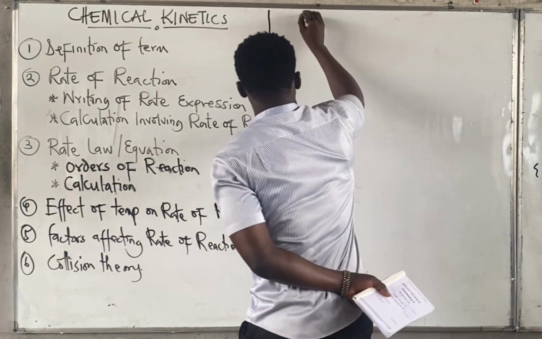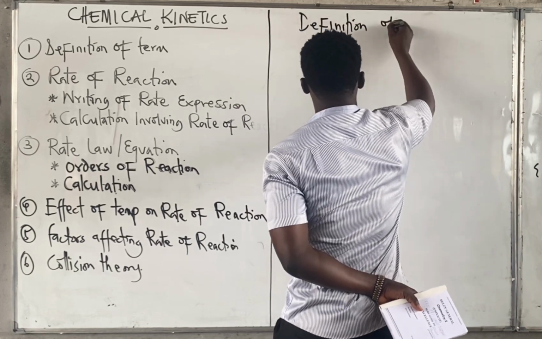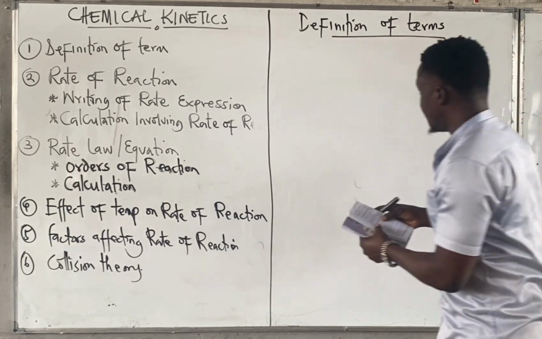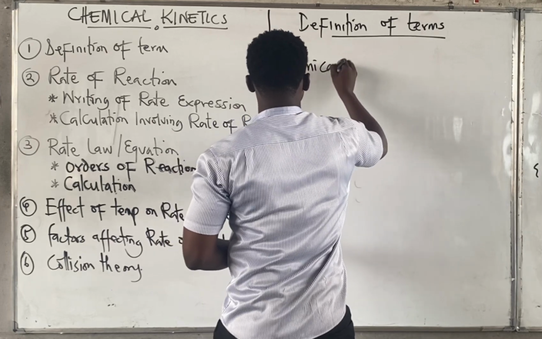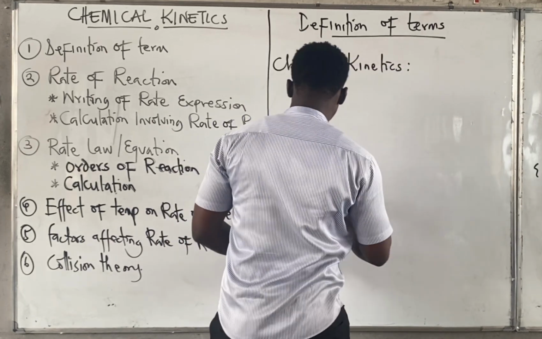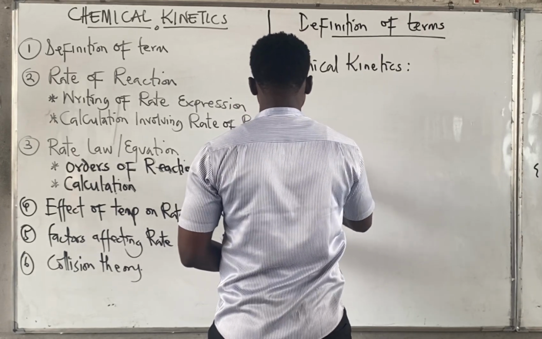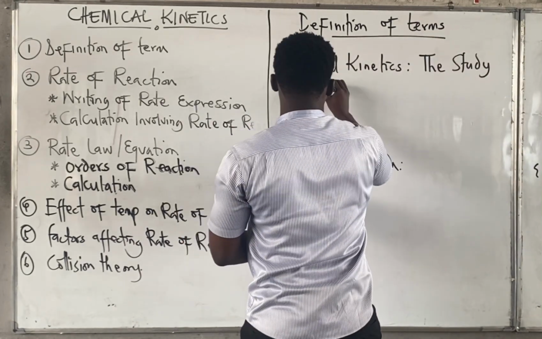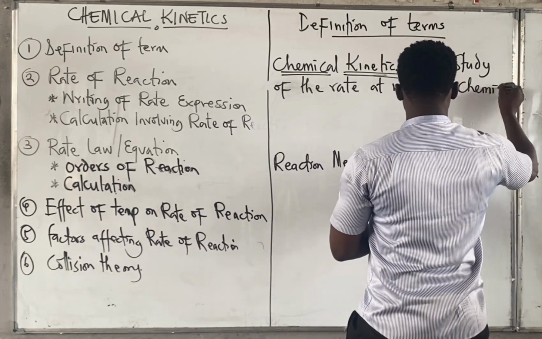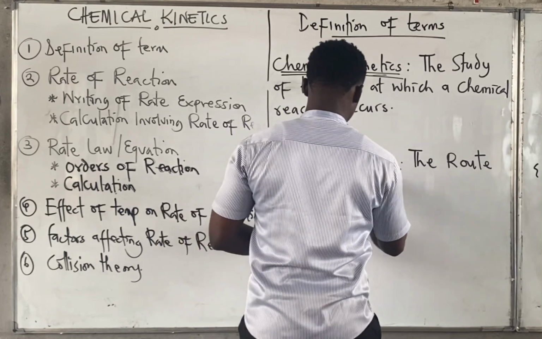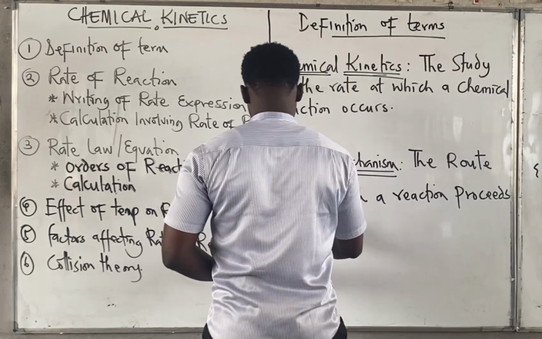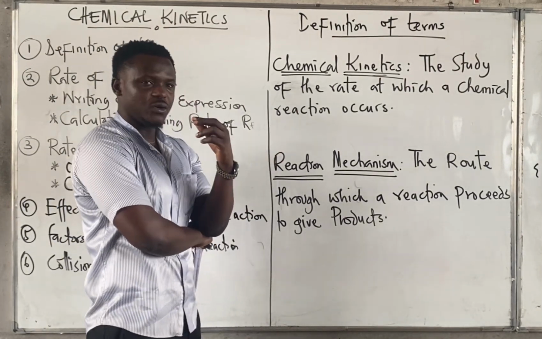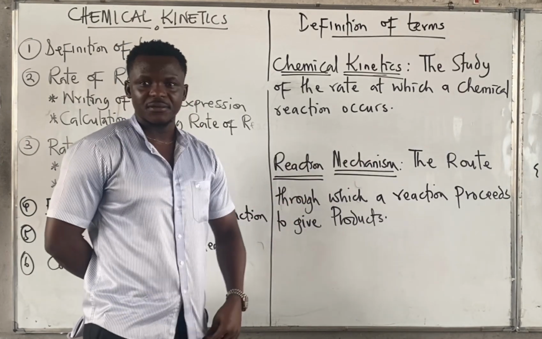Let's look at definitions of terms. Which terms are we looking at? Definitions of terms. Now the first term is, what is chemical kinetics? That's the first term. And the next one is, what is reaction mechanism? Alright, so we have this. We say chemical kinetics is a study of the rate at which a chemical reaction occurs. Now, the route through which the reaction proceeds is called a mechanism.